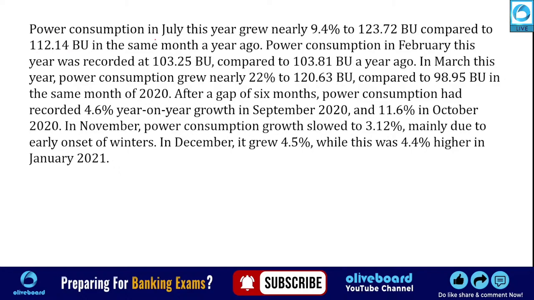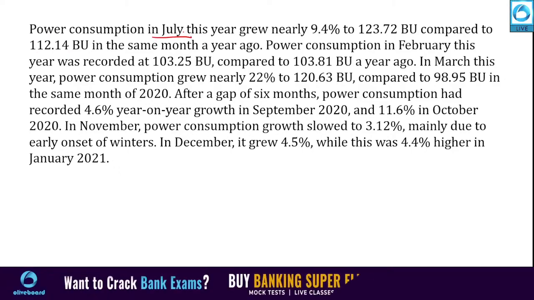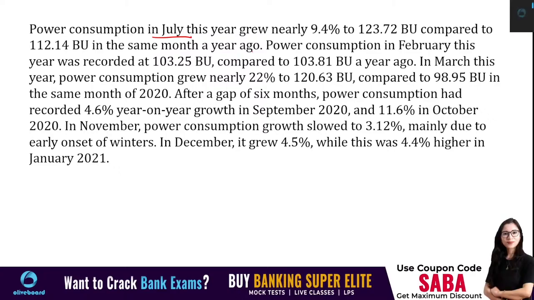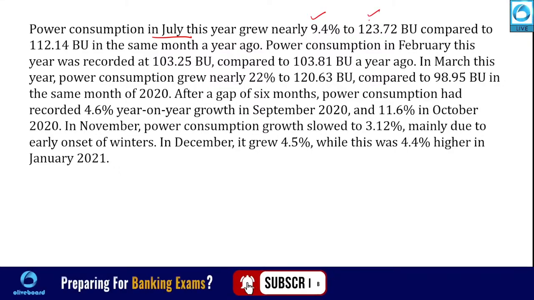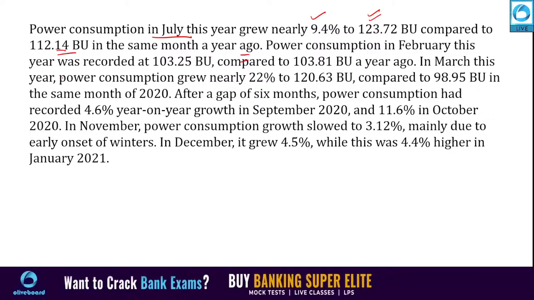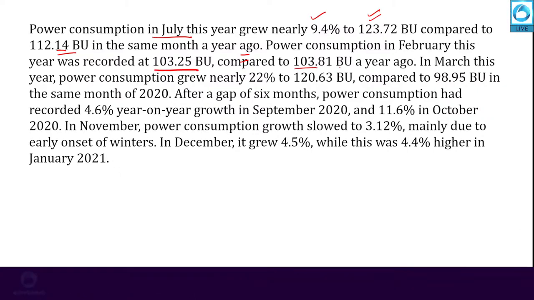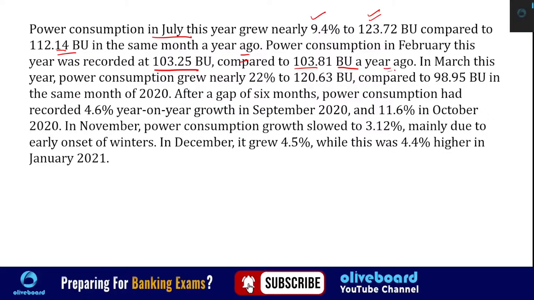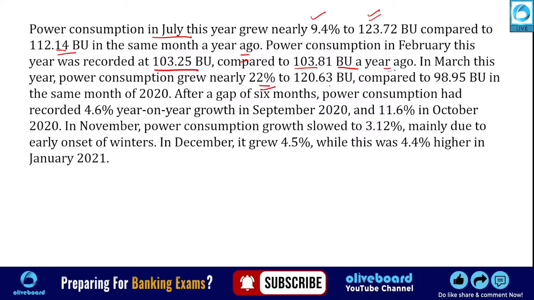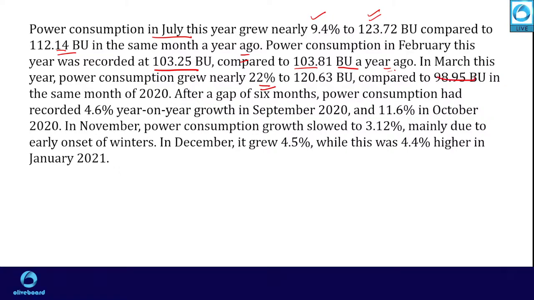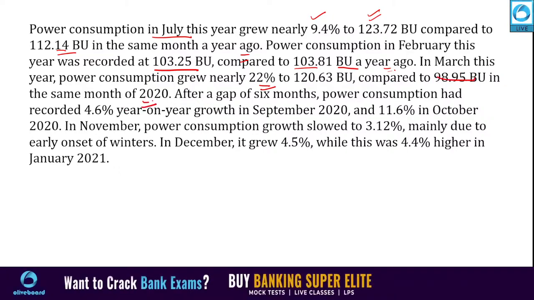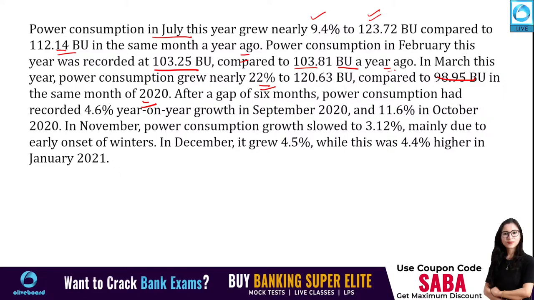Power consumption in July. June, July, August. Now only the data has been compared. Okay? This year grew nearly 9.4% to 123.72 billion unit compared to 112.14 billion unit in the same month a year ago. Power consumption in February this year was recorded at 103.25 BU compared to 103.81 billion unit a year ago. In March this year, power consumption grew nearly 22% to 120.63 billion unit compared to 98.95 billion unit in the same month of 2020. Complete description of power is given, that's it.